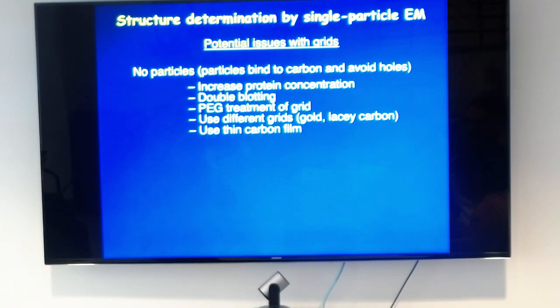Another method that is not very frequently used is that you can coat your carbon film with PEG, which is a hydrophobic brush, so the protein doesn't absorb there and it pushes the particles into the hole. You can use different grids. Gold grids have been shown to behave differently from carbon or copper grids. Lacy carbon, for whatever reason, sometimes works better than carbon grids. And then you can, of course, use a thin carbon film or a thin, what's the name? Graphene oxide, to help absorb the particles into the hole.